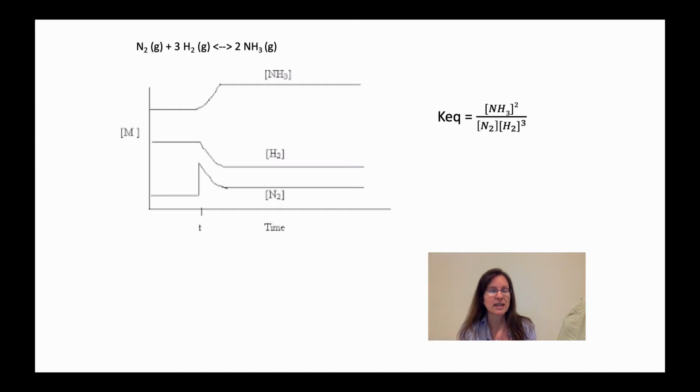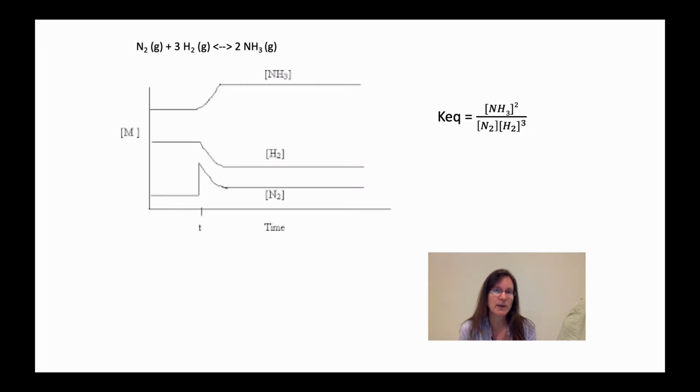So at time t, if I increase that variable N2, I will change the value of that K expression. That means I will no longer equal K, and that's a problem because K is what drives equilibrium. So essentially my reaction is going to have to shift.